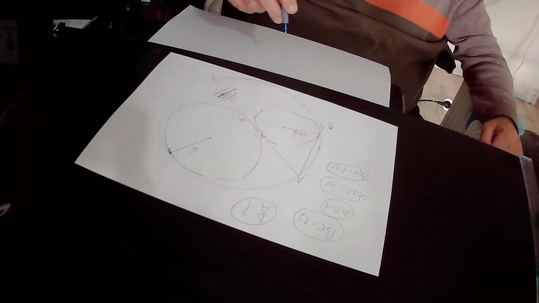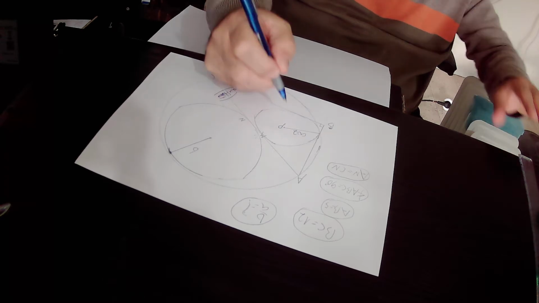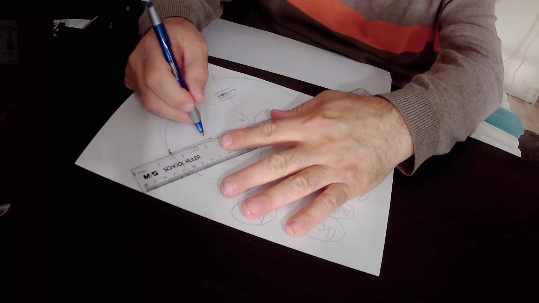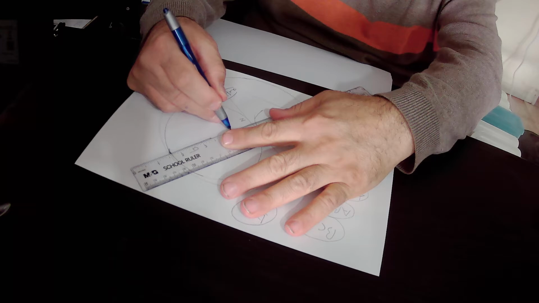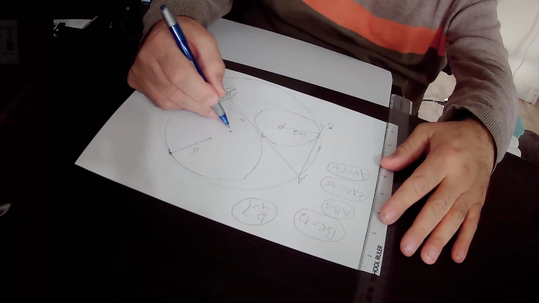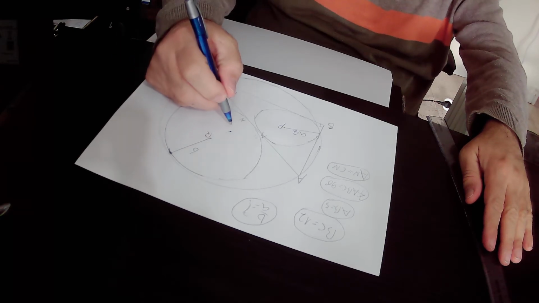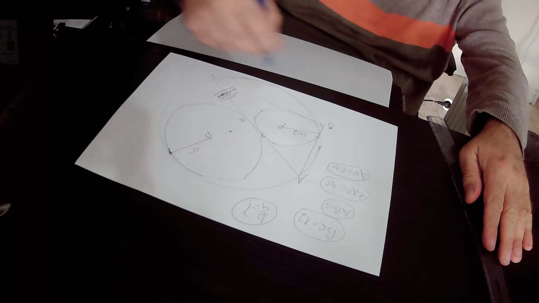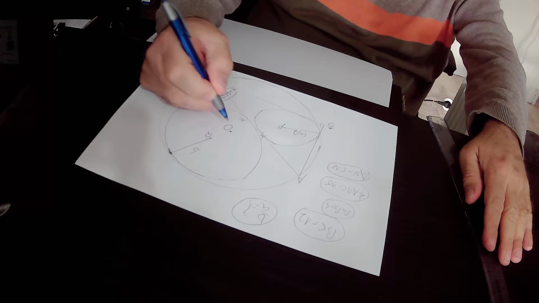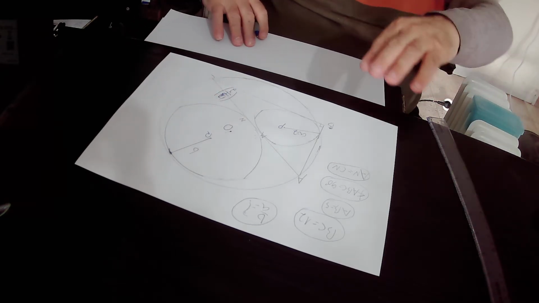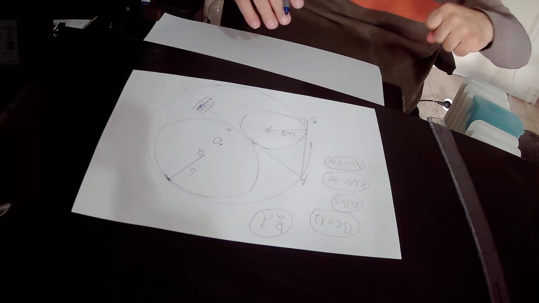In the next step, we define the center of this circle as P. We define the center of this circle as Q, and we define the center of the biggest circle, this point, as O. We define the point of tangency of AB with this circle as T.